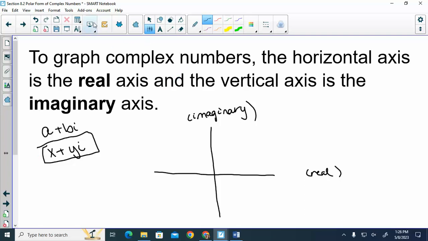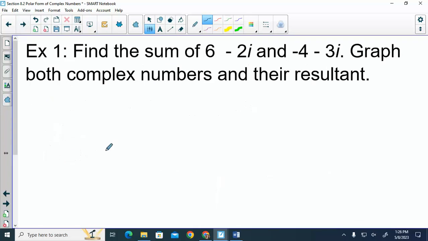So for the first example, I want to practice graphing those. We're going to find the sum of two complex numbers, and then we will graph them and the resultant, which is just what you get when you add them.